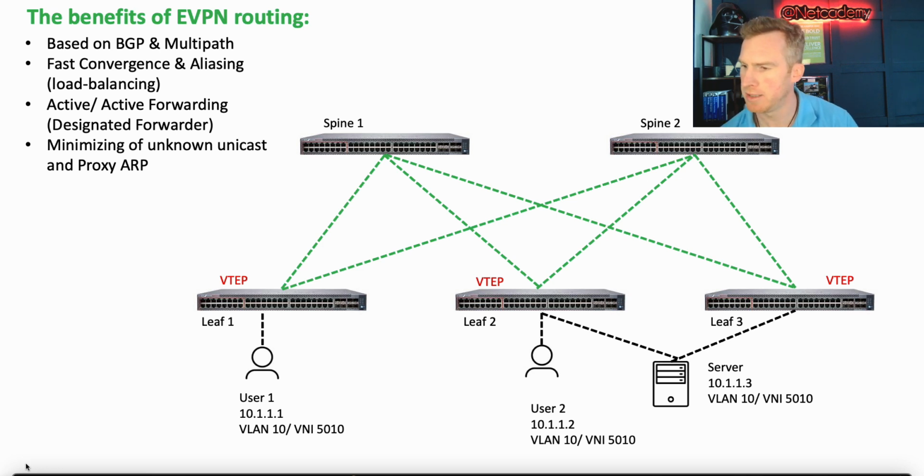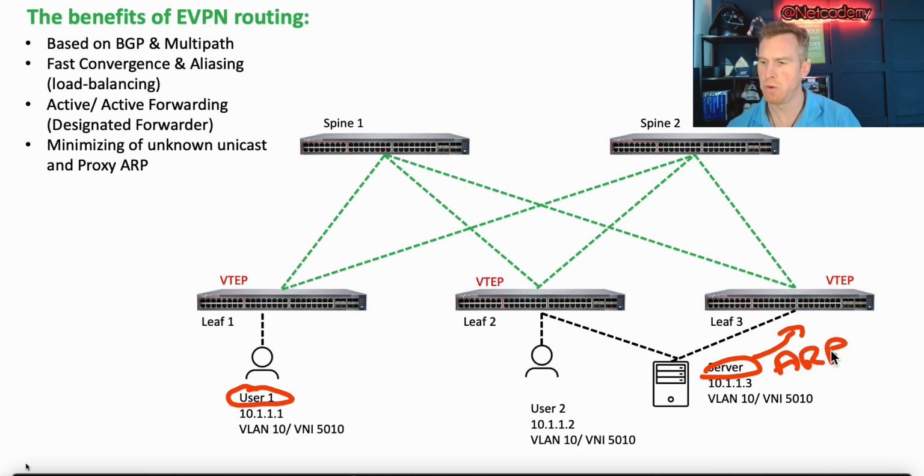So let's again look at it from the server here, which as we know by now is connected to both leaf 2 and leaf 3. It's a multi-homed device. So the server wants to send traffic to user 1 here. And as I've already discussed, it is going to send an ARP request, because it doesn't know who is connected to leaf 3. It certainly doesn't know where user 1 is connected within all these spines and leaves, whatever it may be within the network.